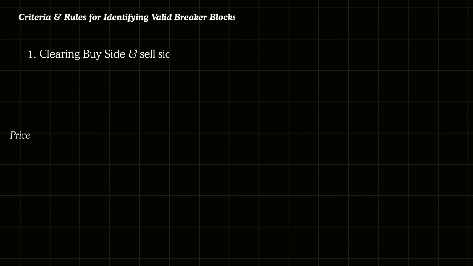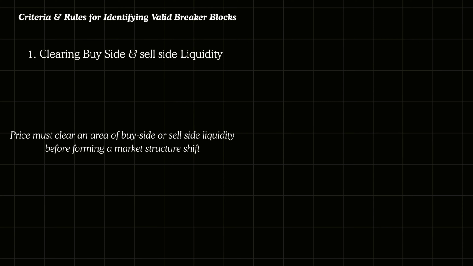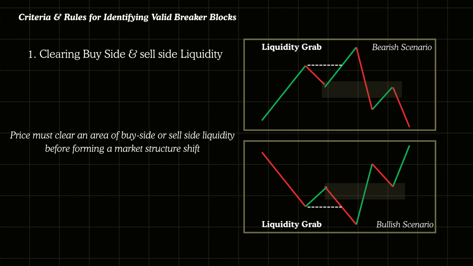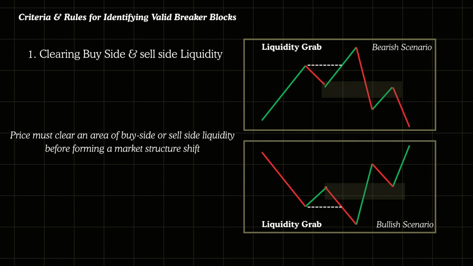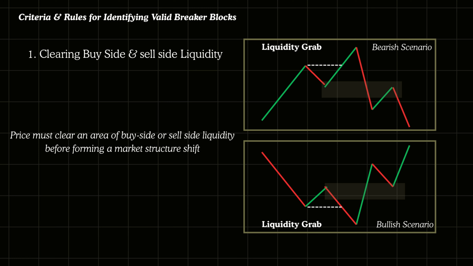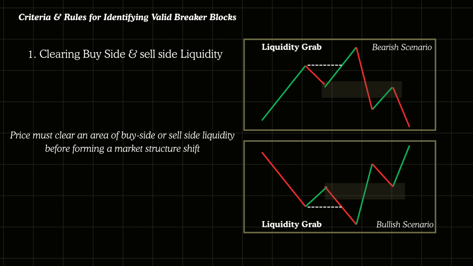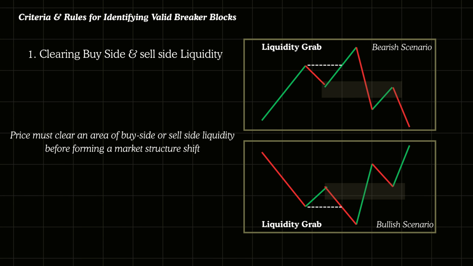To spot valid breaker blocks and evaluate setups that make them optimal entry zones for executing successful trades, we must follow a specific set of criteria and rules. The first rule for confirming a valid breaker block is that price action must first take out a clear zone of either buy-side or sell-side liquidity before a market structure shift takes place.